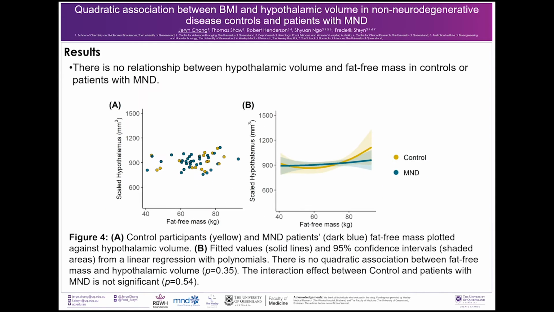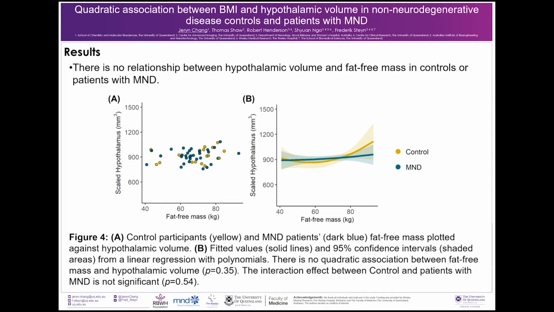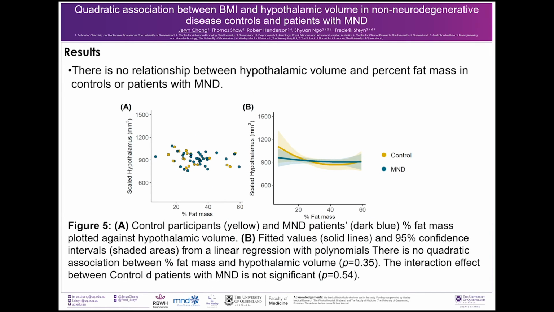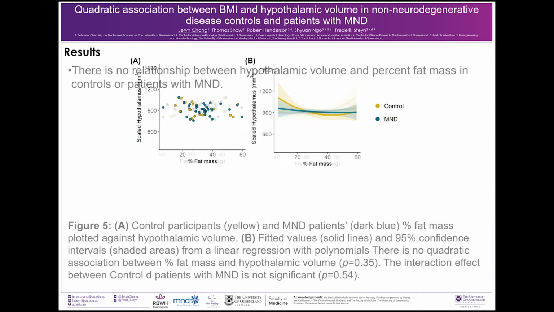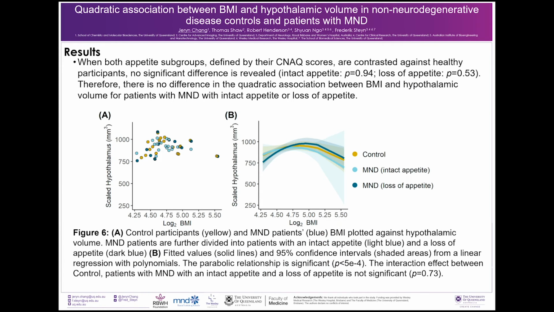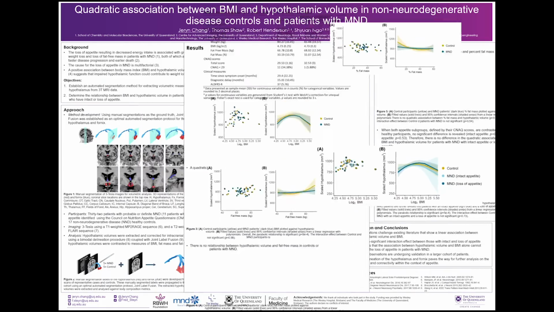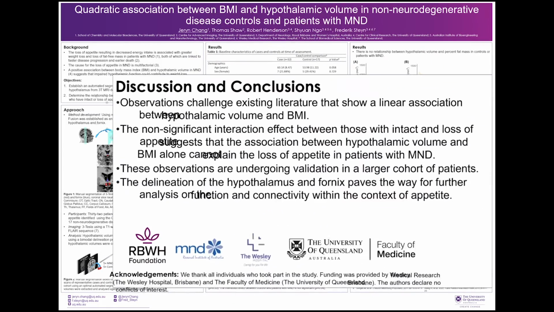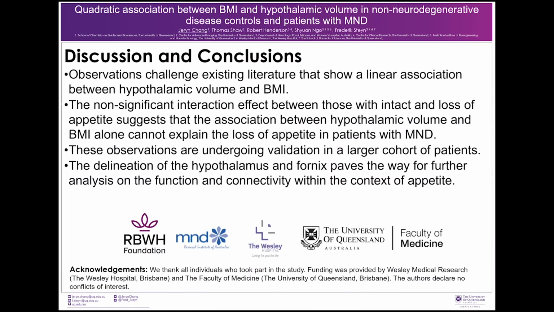Decomposing BMI into fat-free mass, we see no linear or quadratic association between fat-free mass and hypothalamic volume. This is also the case for percent fat mass. There is no linear or quadratic association between percent fat mass and hypothalamic volume. The relationship between BMI and hypothalamic volume does not differ between patients who have intact appetite or those with loss of appetite.